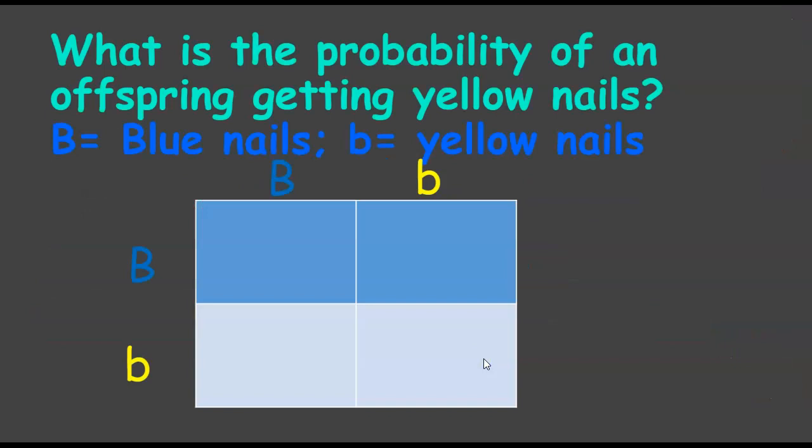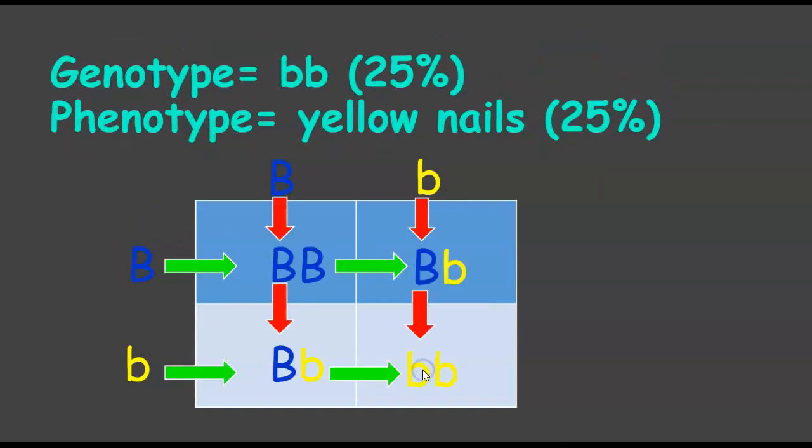Let's try another one. How about, what is the probability of an offspring getting yellow nails? Blue nails is capital B, and yellow nails is lowercase b. Again, I'm going to pull down the big B's, then pull down the little b's, pull across the big B's, and pull across the little b's. So it should look like this.